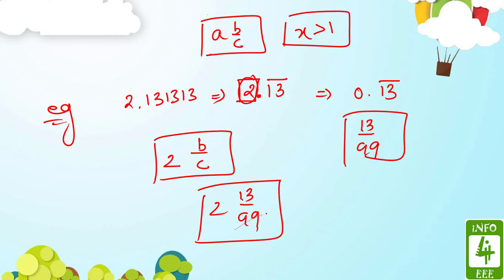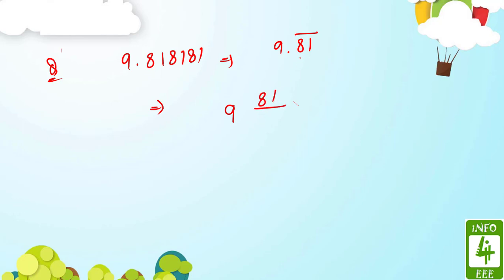Right? Let's do one more question. Let's say we have 9.818181. You can write it as 9.81 bar. So what you need to do, A is your 9, and for B and C this is 81. So 81 will come as it is, and the number of nines will be 2, because we have bar on both the numbers. So this will be the answer.